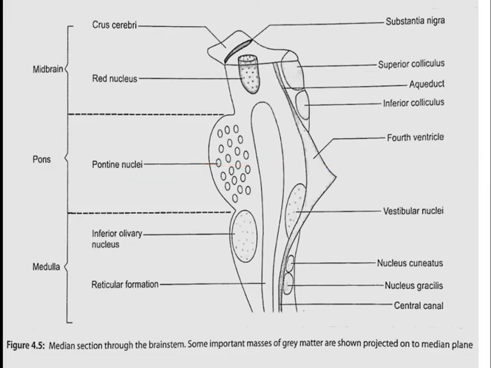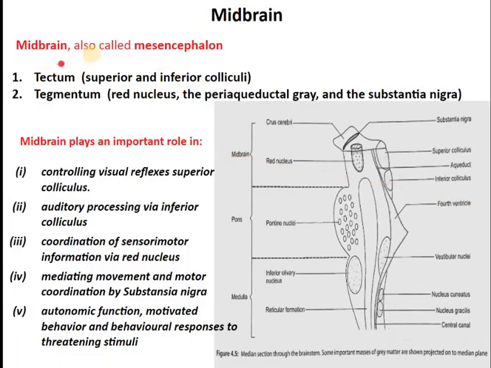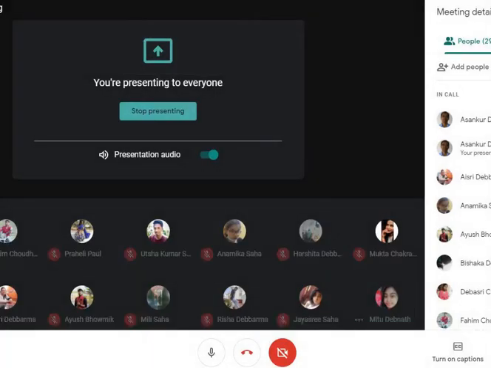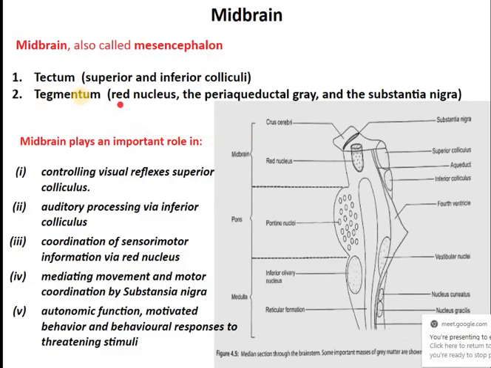Just a revision. The midbrain consists of the tectum and tegmentum. Tectum consists of the superior and inferior colliculus. Tegmentum consists of the red nucleus, periaqueductal gray matter, and substantia nigra. So these are the important structures: the substantia nigra and red nucleus.